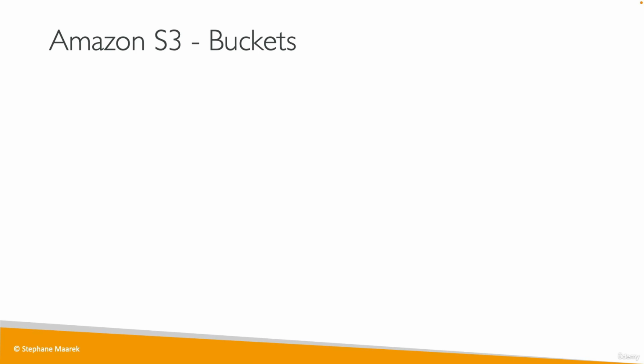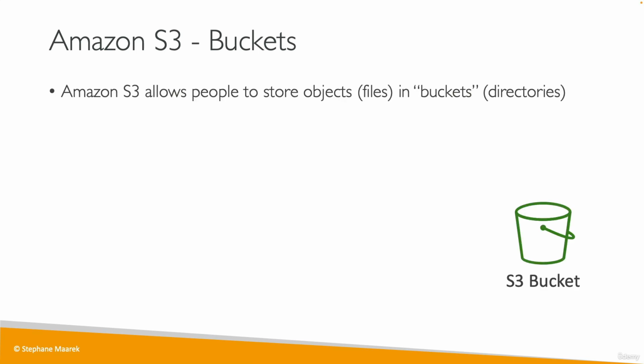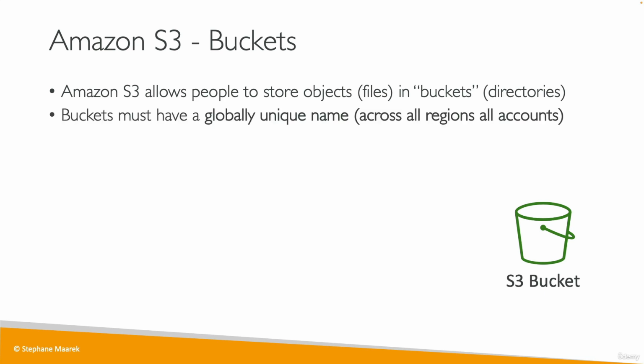Amazon S3 stores files into buckets, and buckets can be seen as top-level directories. The files in these S3 buckets are called objects. These buckets are created in your account, and they must have a globally unique name. That means the name must be unique across all the regions you have in your account, but also all the accounts that exist out there on AWS. This is the only thing that must be globally unique in AWS.